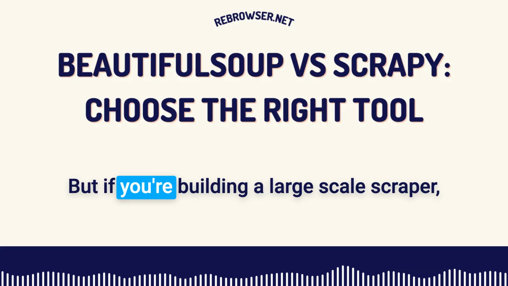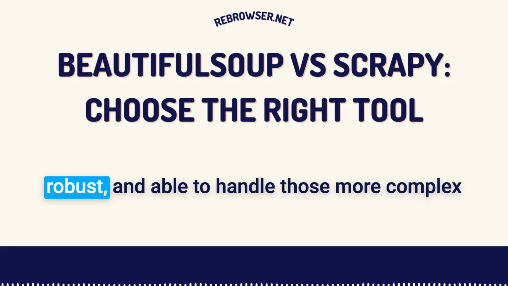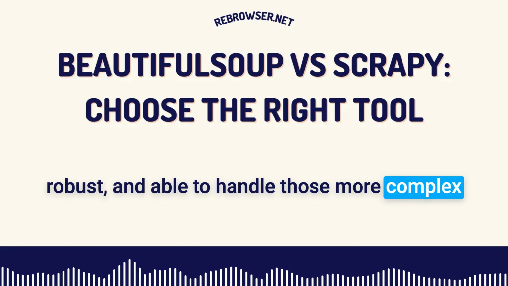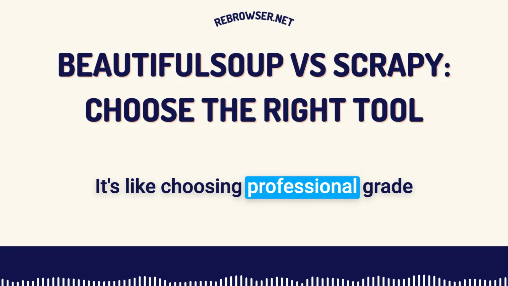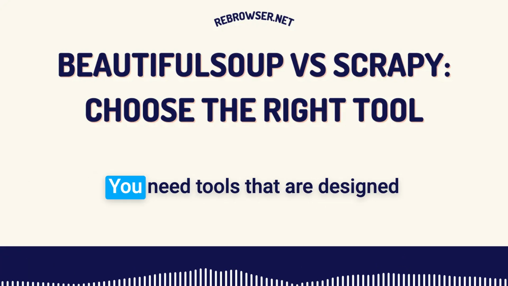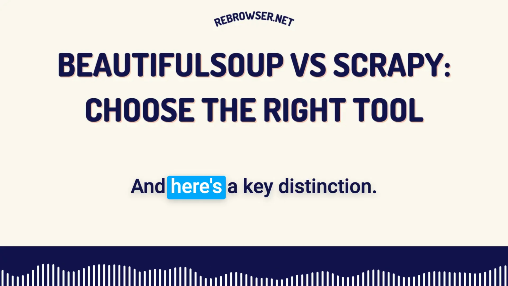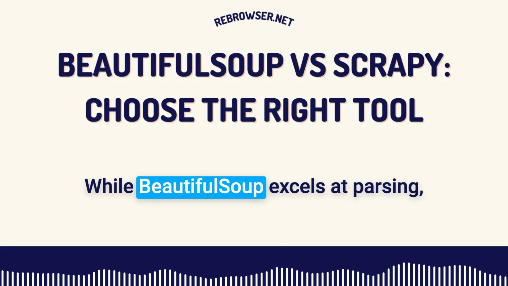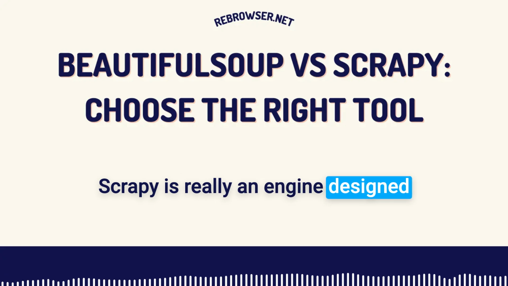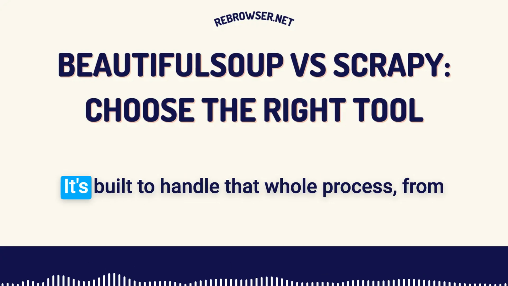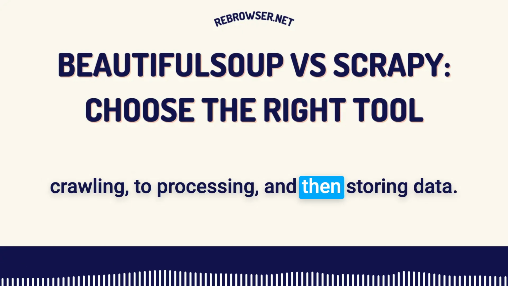Exactly. But if you're building a large-scale scraper, something that needs to be super reliable, robust, and able to handle those more complex scenarios, then Scrapy is definitely the way to go. It's like choosing professional grade equipment for building a house. You need tools that are designed for those heavier duty tasks. Precisely. And here's a key distinction. While Beautiful Soup excels at parsing, Scrapy is really an engine designed for heavy lifting and web scraping. It's built to handle that whole process, from crawling to processing and then storing data.